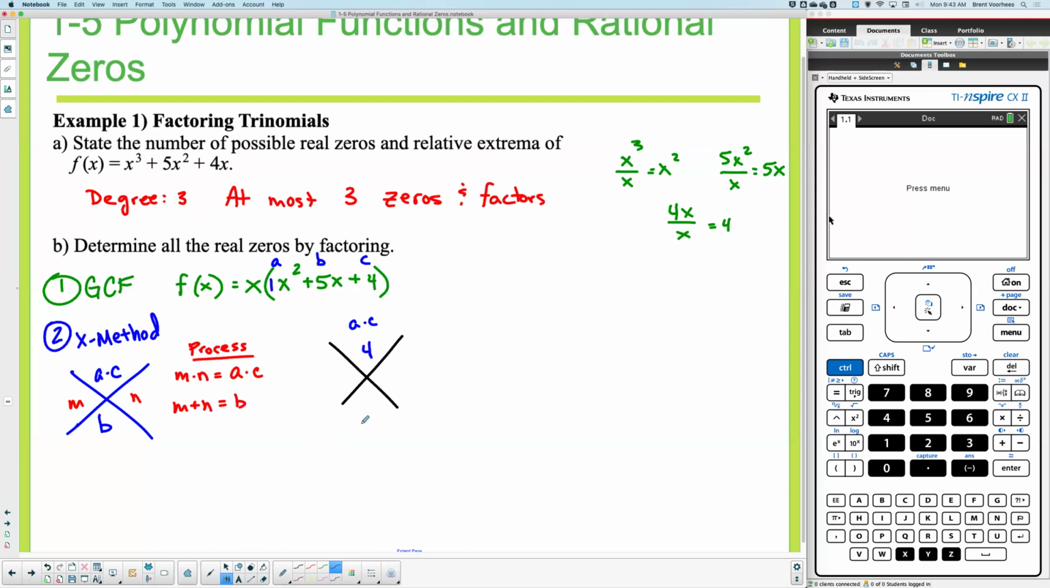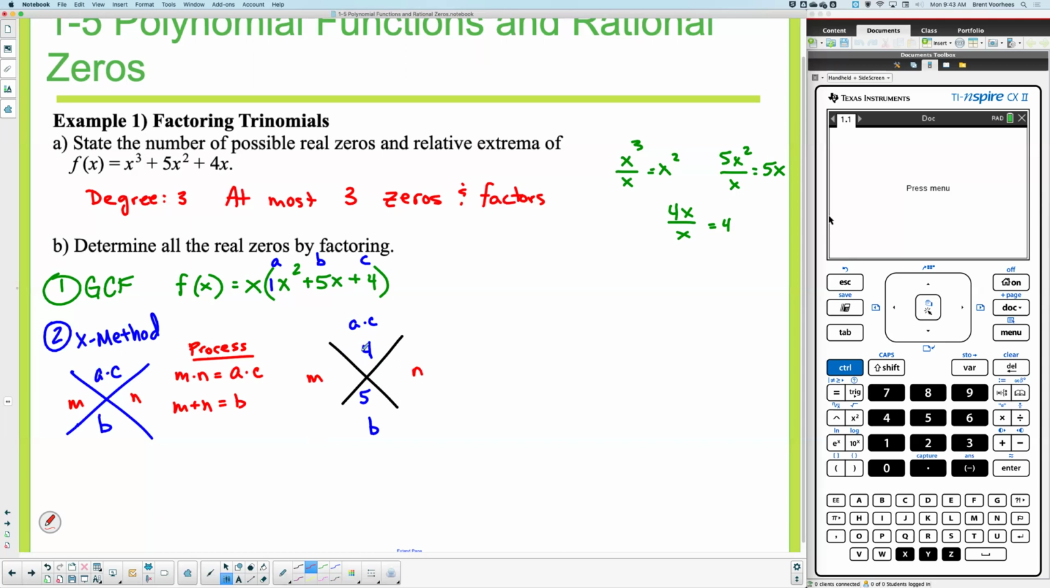Now B goes down below. It's the number of just x's, plain old x's. How many x's do I have? What's my coefficient? 5. That goes there. What we're looking for are two numbers. We're going to call them M and N that multiply to be 4 but add to be 5.